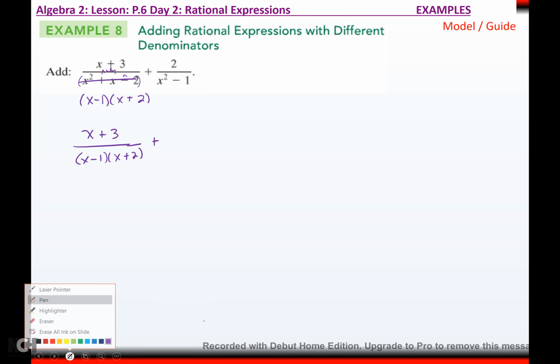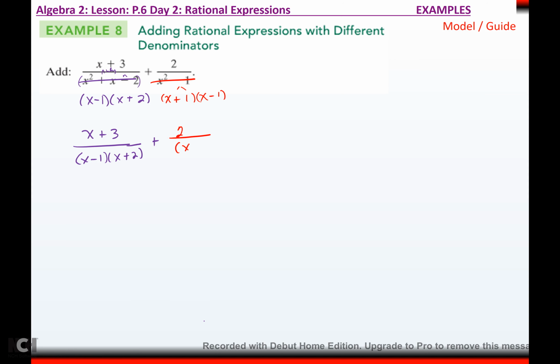Okay, my second fraction, I can factor the bottom. That's a difference of squares. Binomial, plus and minus. Square root of x squared is x. Square root of 1 is 1. So I can rewrite my second fraction as 2 over x plus 1 times x minus 1.